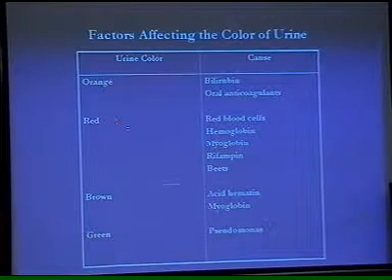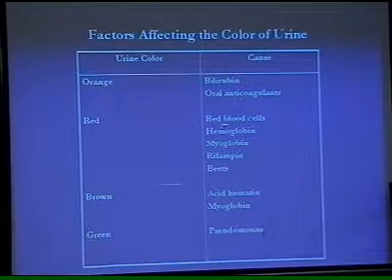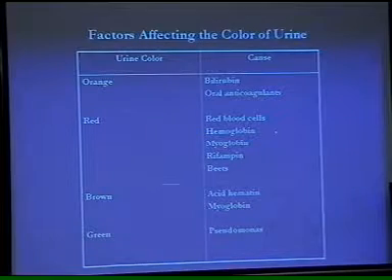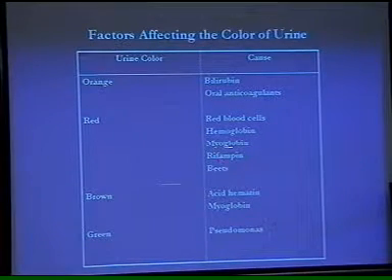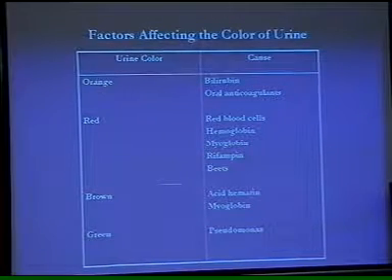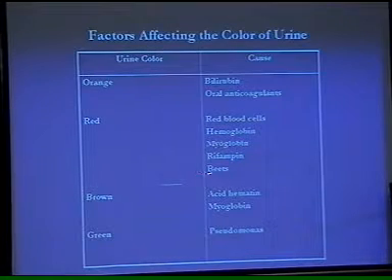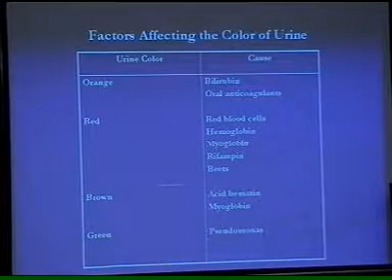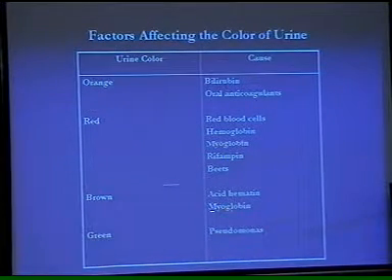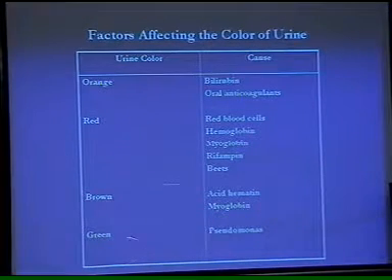Red color is important because it can represent either hematuria, hemoglobinuria, or myoglobinuria. And you are all aware that rifampin can cause red or orange urine. Beets, in some patients who are predisposed or susceptible, can also cause red urine. Brown urine is usually in myoglobinuria. And the green urine, it's characteristic.